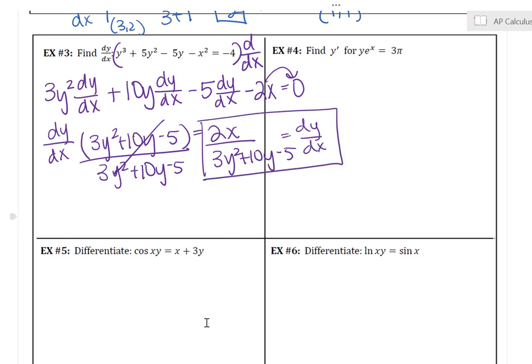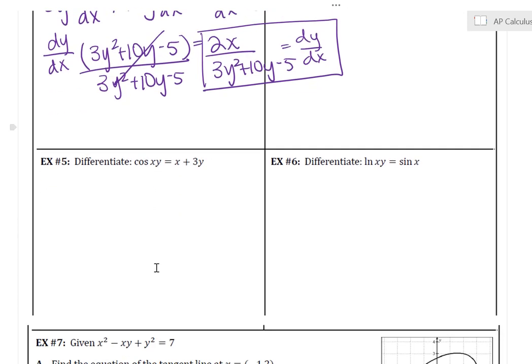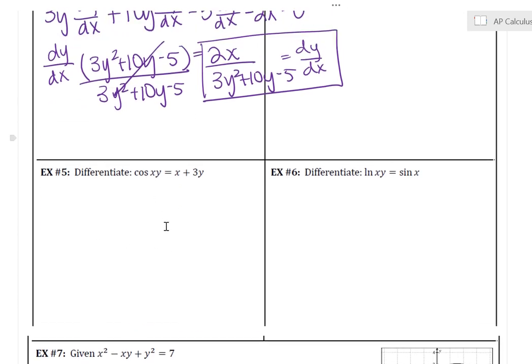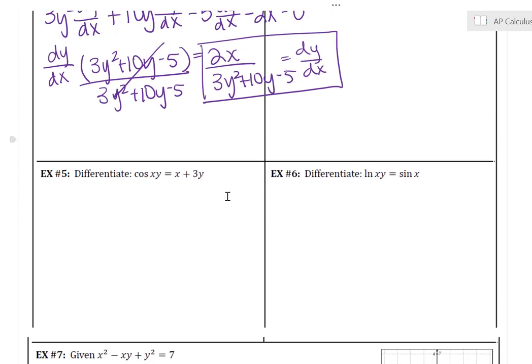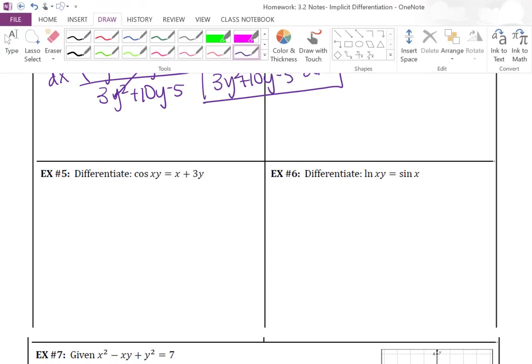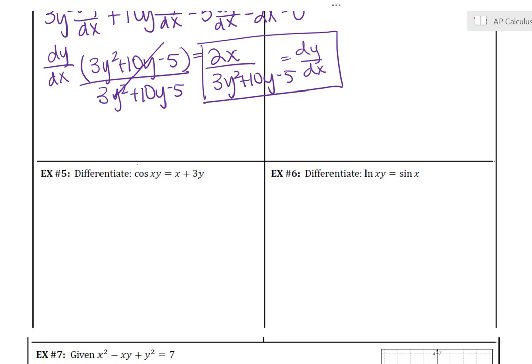I'm going to go over number 5. Number 5, we have differentiate cosine of xy equals x plus 3y. So same thing here. We have product rule. We'll look at this in a second, but just think about all the components that are going into this. Let's use blue. So we're differentiating, so we're saying d over dx, always differentiating in terms of x.